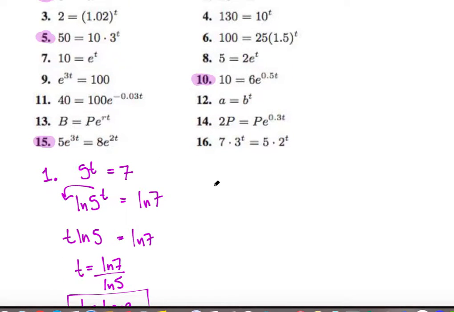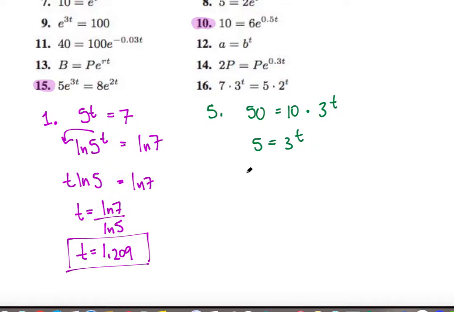Next question, number 5. We'll change colors. Set up similarly. So we have 50 equals 10 times 3 to the t. So this is like our exponential equations we've been working with. First, I'll start by dividing both sides by 10. So dividing both sides by 10 gives me 5 equals 3 raised to the t.